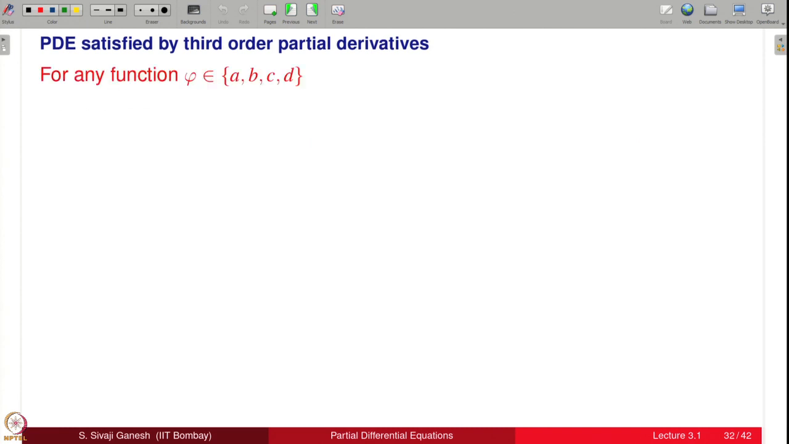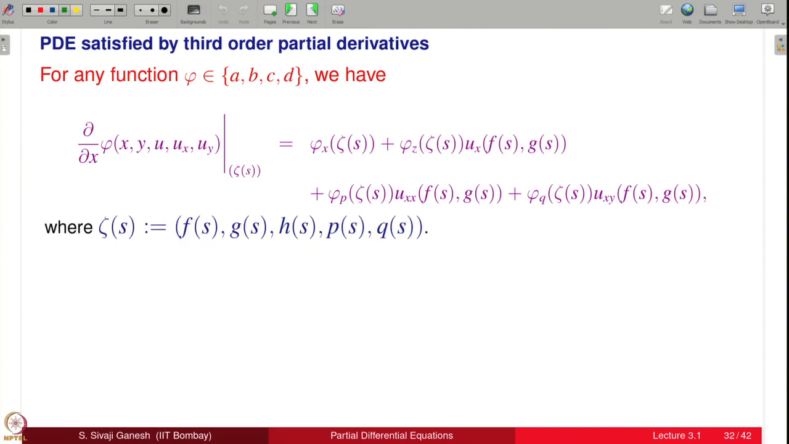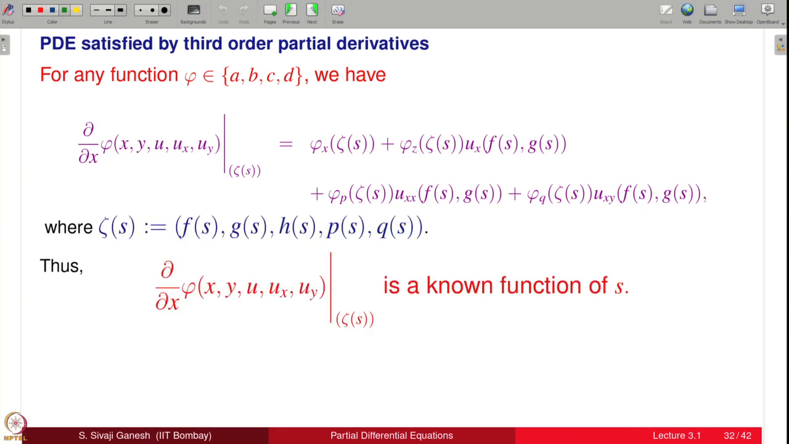Okay, take any function phi in A, B, C, D. What is this? This, by chain rule, is exactly this. Differentiate phi with respect to x at this point zeta s, differentiate phi with respect to the third variable which we are calling z, and then that is u. So, derivative of u with respect to x, that is why u x, and phi, this is p, this is q. So, phi p and phi q, and this is u x, therefore it is u double x, this is u y, therefore it is u x y. Therefore, this is a known function of S.